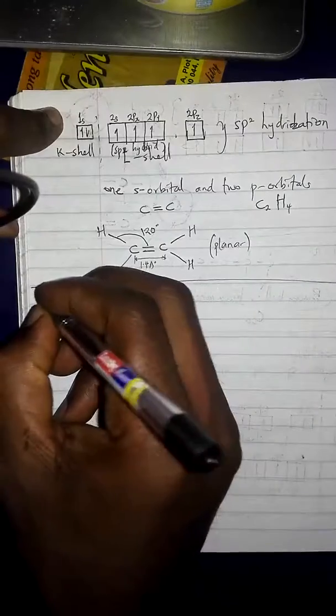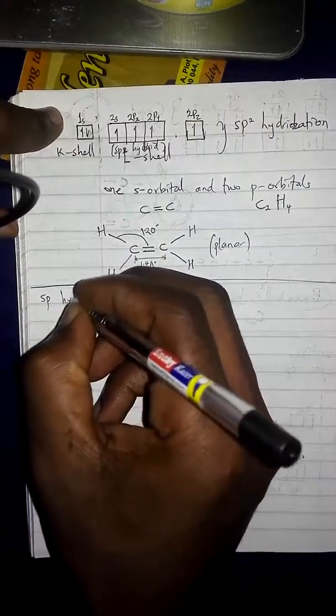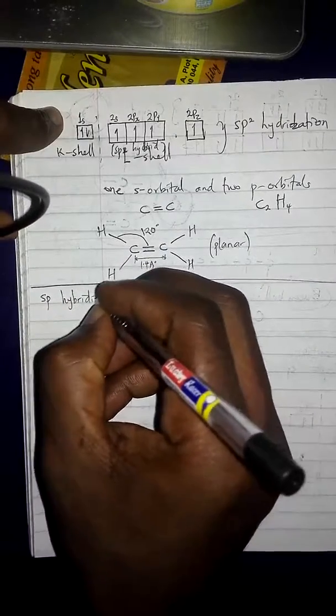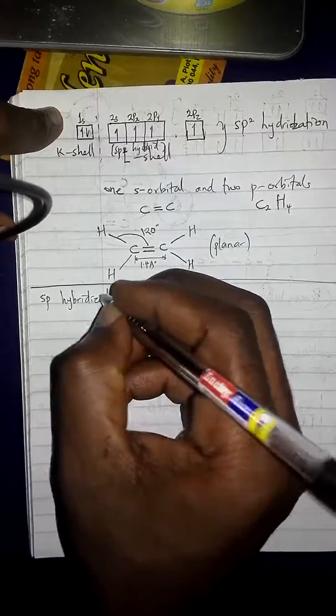Okay, that is all for now about sp2 hybridization. So we talk about the next kind of hybridization, and the next kind of hybridization is sp hybridization. So you know what this is going to be like already. You know what to expect from this already.